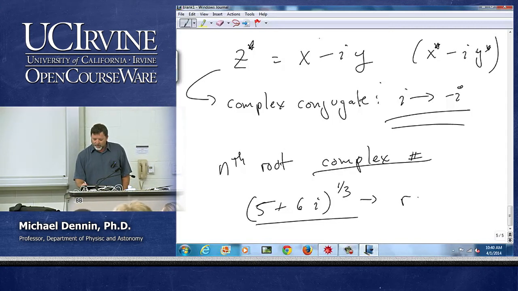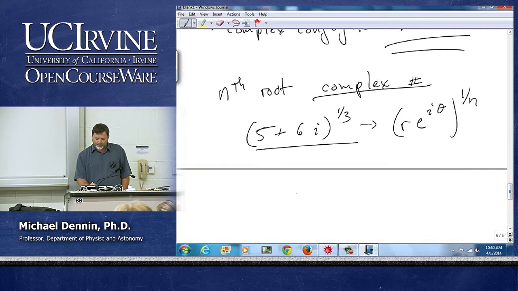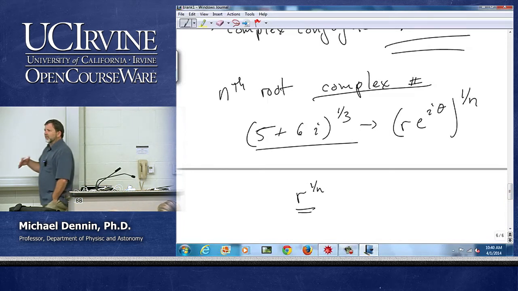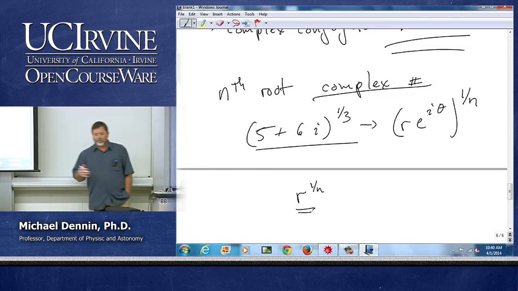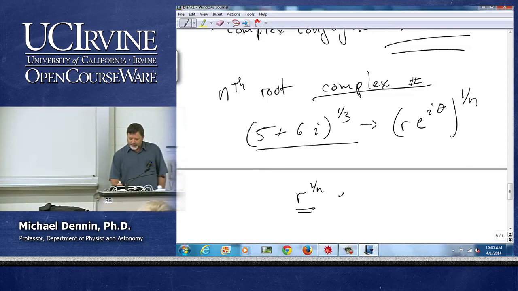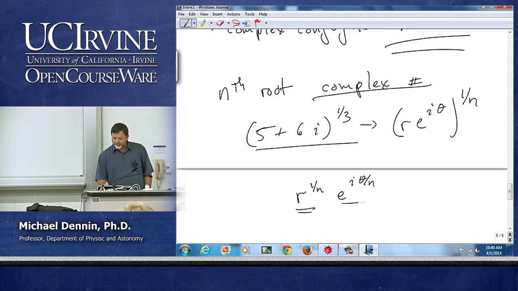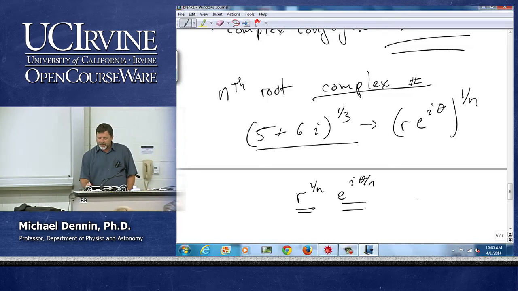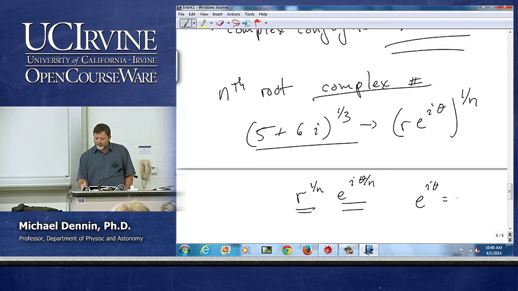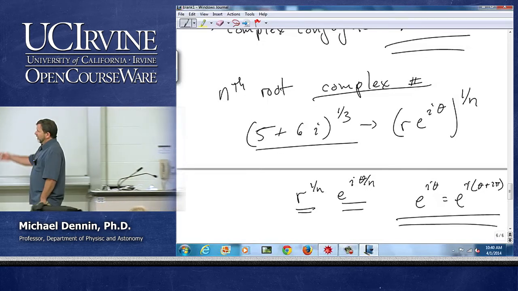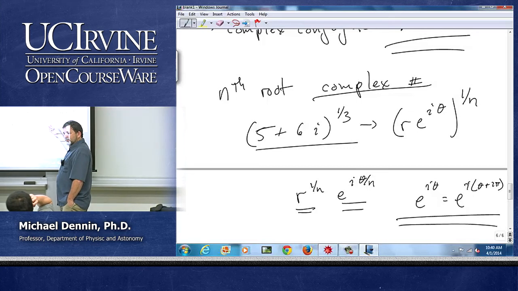right, is if I write it as r e to the I theta, what does it mean to take the nth root of that? Well, I do r to the 1 over n, and I take just the principal value, meaning I just take the obvious nth root, the positive real one. But then I've got e to the I theta over n. But keep in mind, e to the I theta equals e to the I theta plus 2 pi. Right? Because cosine and sine are periodic.